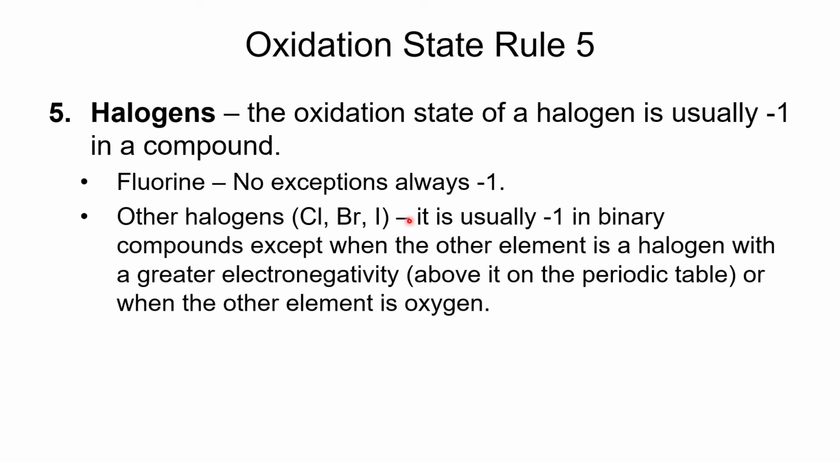All right. For the other halogens, chlorine, bromine, and iodine, we will find that they usually have an oxidation state of -1 unless they're bonded to something more electronegative. And really, the only things more electronegative are going to be a halogen that's above it or oxygen. Now, sometimes nitrogen, but that's rarely going to be the case. So usually, if it's bonded to a halogen above it or oxygen, then it could be something else.